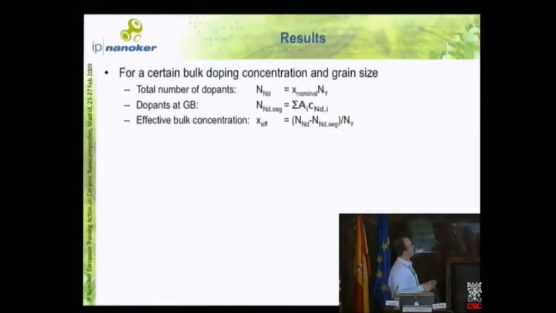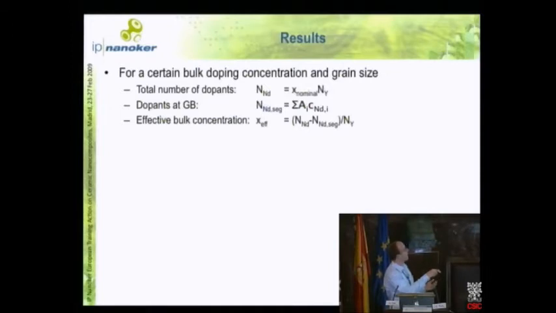Based on that, I can then calculate the total number of dopants. So I know, when I have a specific grain, how many neodymium atoms I would have in that grain. So I know, okay, in the unit cell this much, then a grain of a certain size has this many yttrium ions.